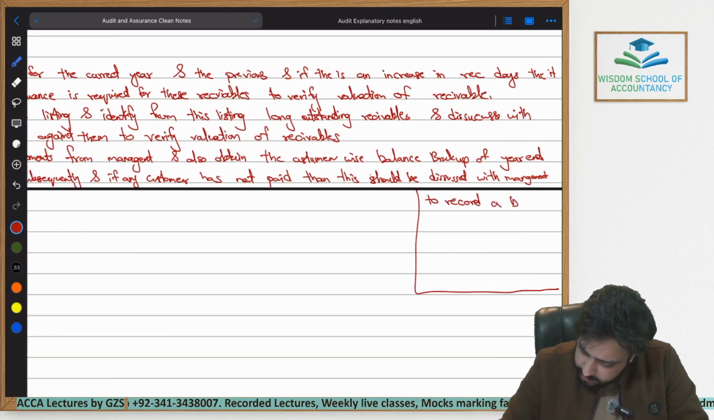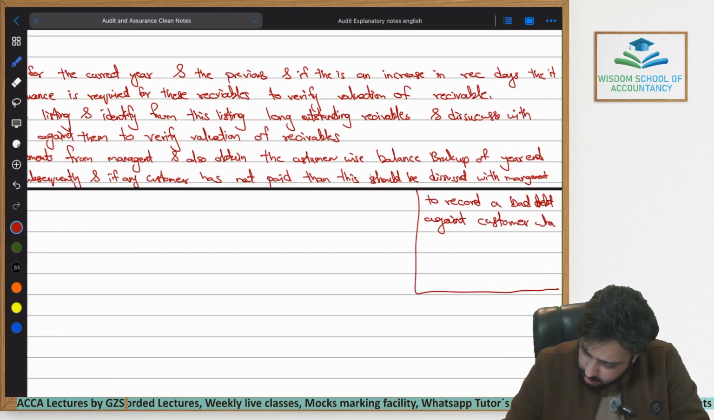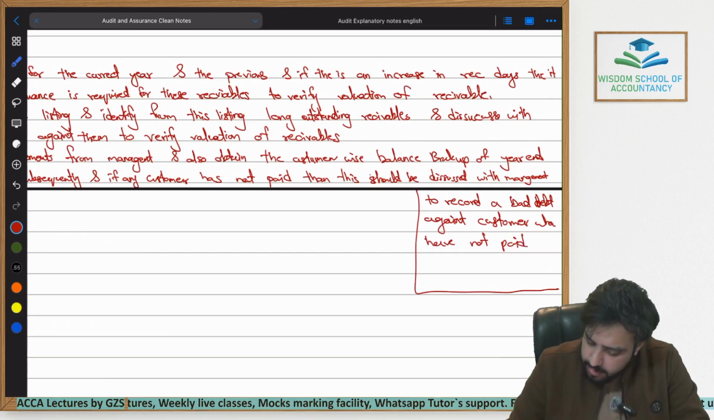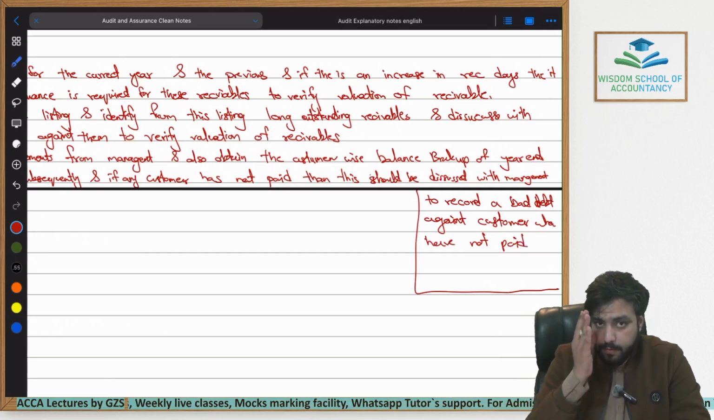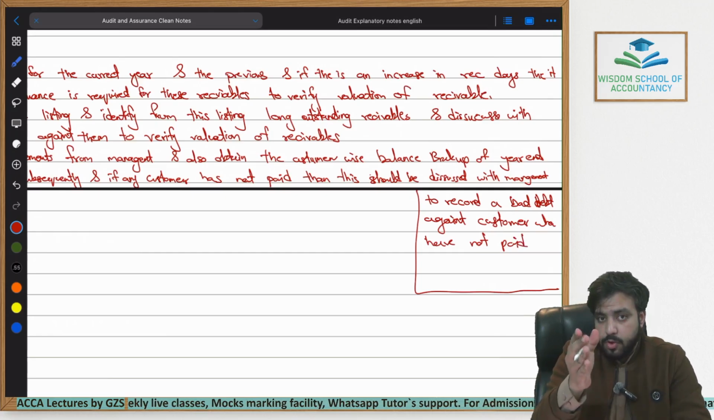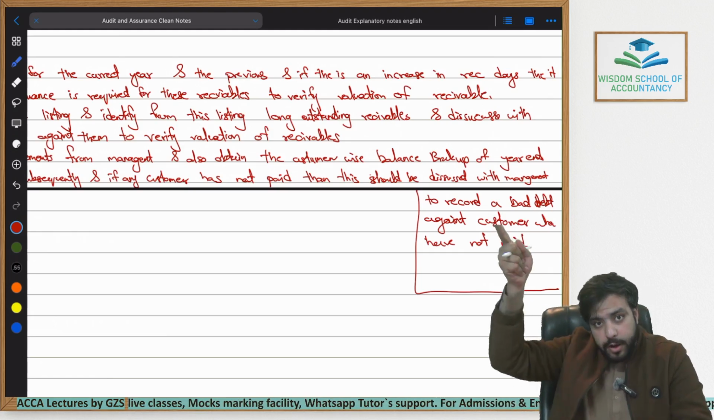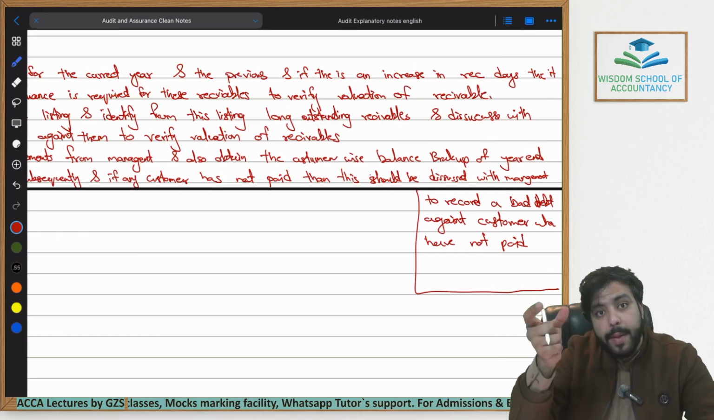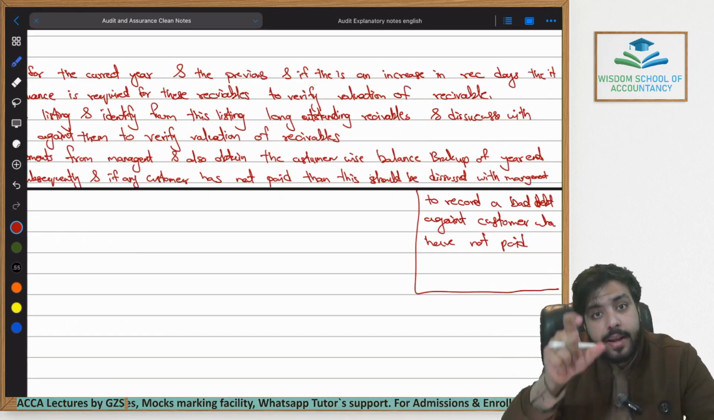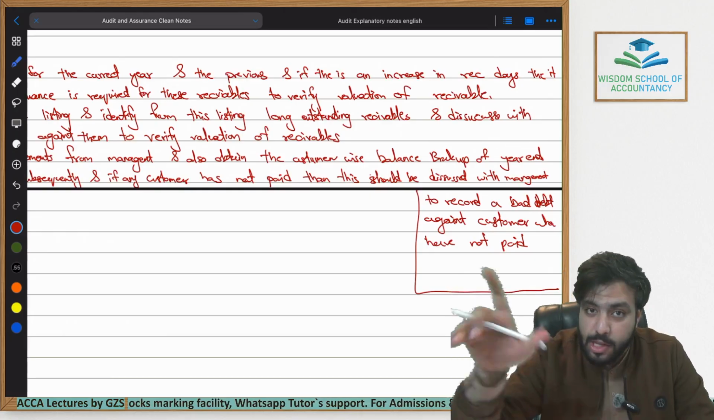a bad debt against customers who have not paid. And this will help me verify what? Verify the valuation of receivables, because if someone is not paying, this means receivable is over recorded. It has to be under recorded. A bad debt has to be recorded at the year end for those customers who are not paying subsequently.